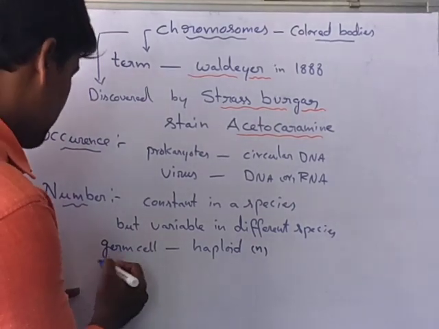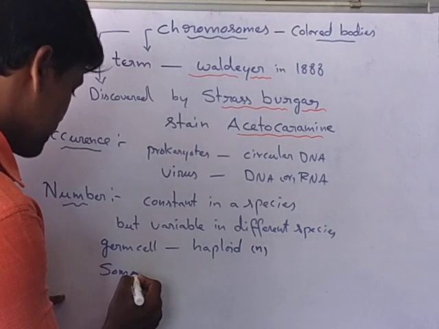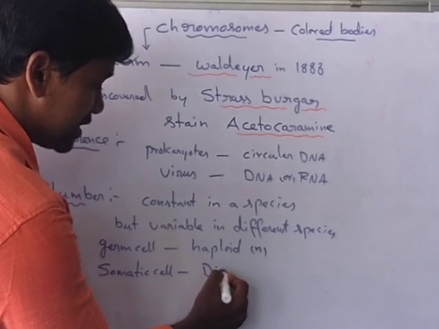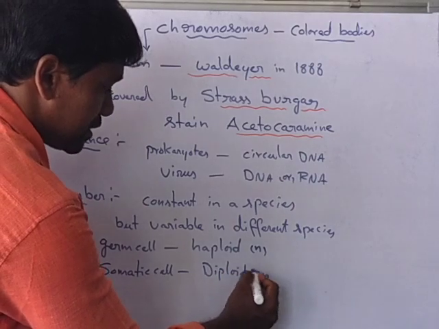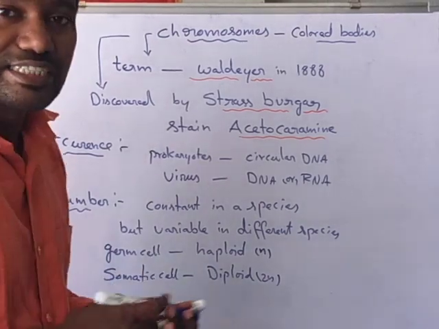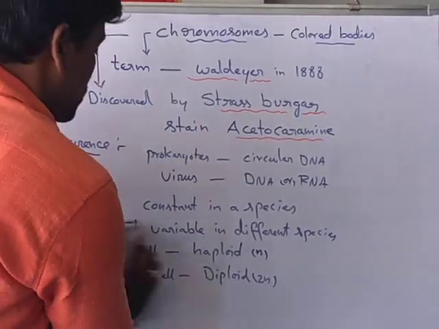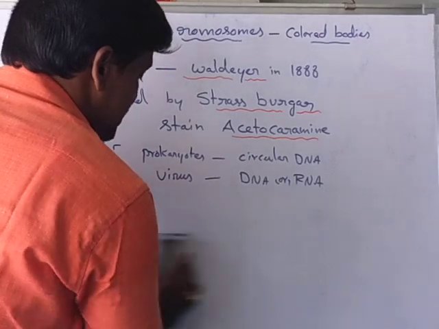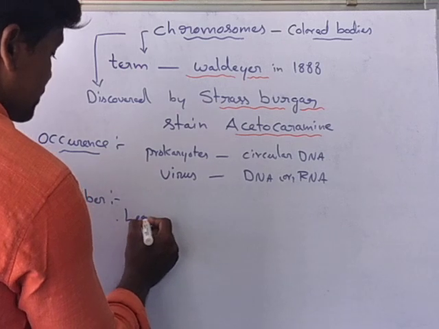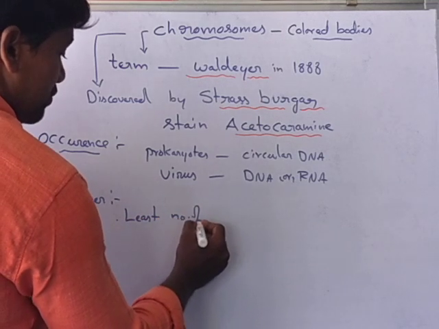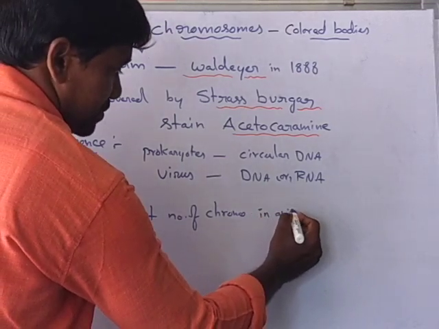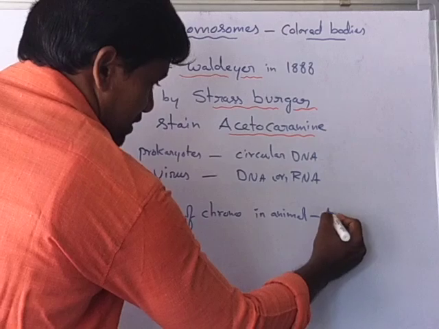If you take the somatic cells, the body cells, the chromosomes are in diploid nature, that means double, 2n. Now let's see the least number and the highest number of chromosomes. The least number of chromosomes in animals is in Ascaris.